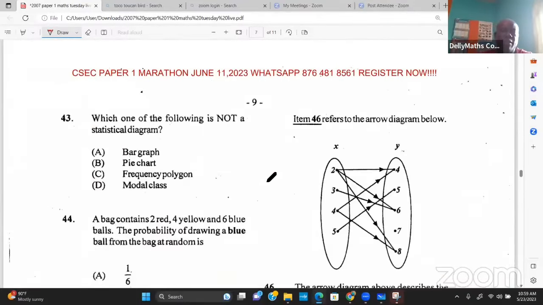43. 43 says, which of the following is not a statistical diagram? This is a diagram. This is a diagram. This is a diagram. This is not a diagram, right? Modal class is an idea, right? It's not a diagram. So we have that.